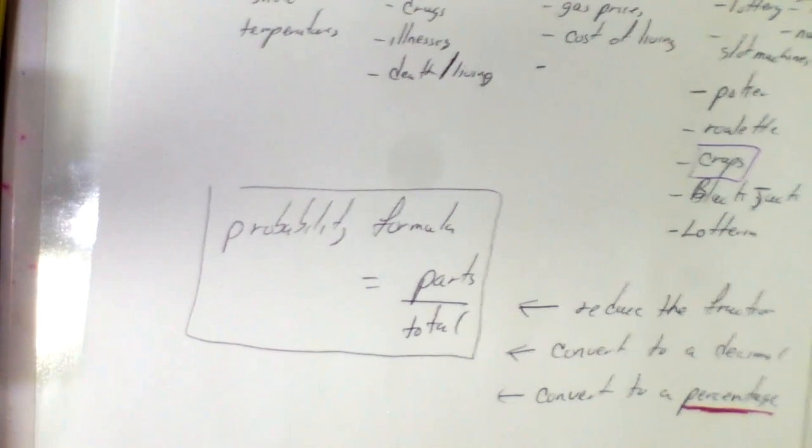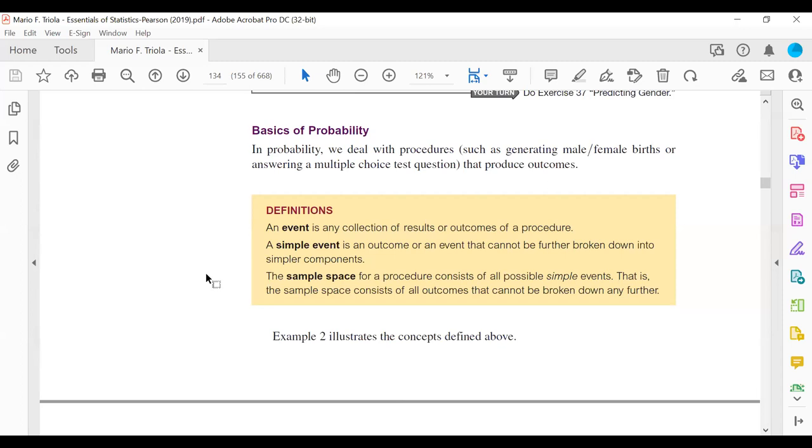So I'm going to go to my book, and we're going to look at the terms. There are some terms that we have to explore, and here they are. There are three of them. So event, what is an event? An event is any collection of results or outcomes of a procedure.